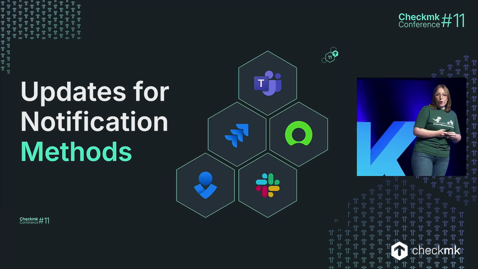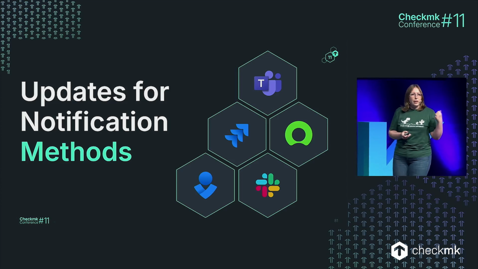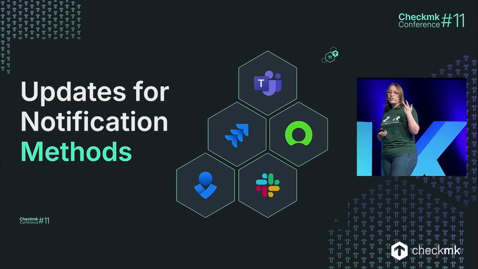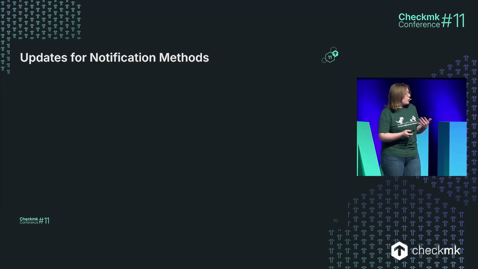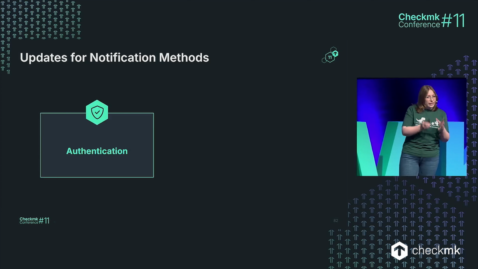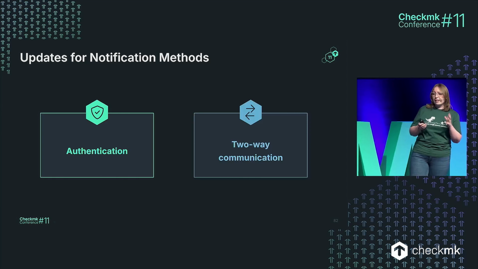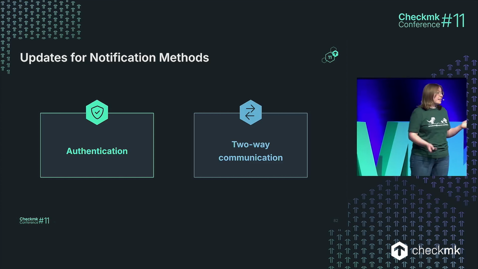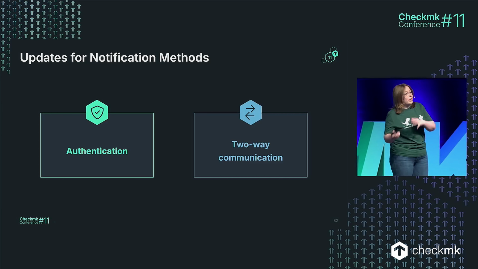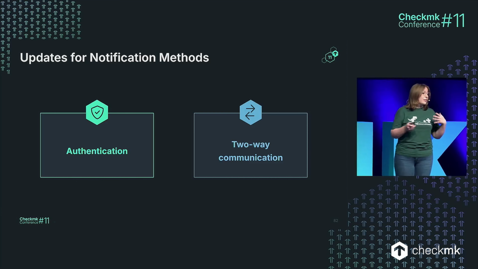But the email was not the only notification method that received an update. We included many updates for Microsoft Teams, Jira, Opsgenie, ServiceNow, and Slack. For the updates, we focused on two main things. First, on the authentication mechanism, making the integrations more secure. And secondly, on improving the two-way communication. So what kind of data gets sent to the tool and what comes back to Checkmk. For example, this includes more content options and also automatic status updates for example, Jira tickets.